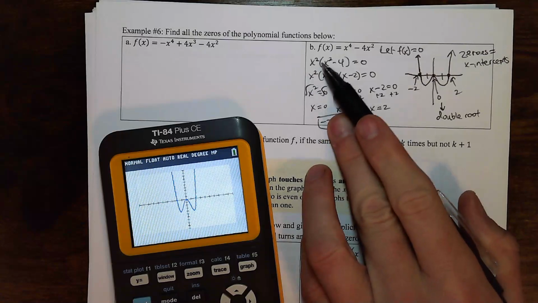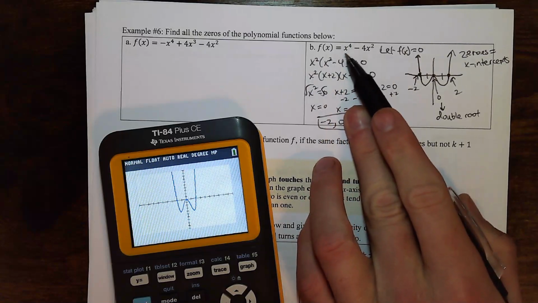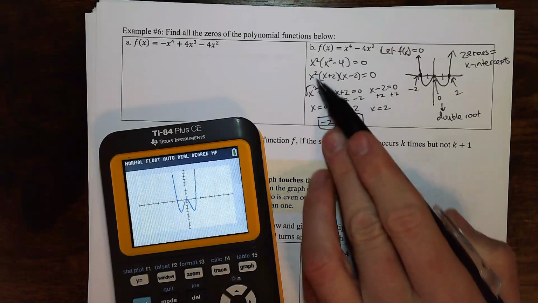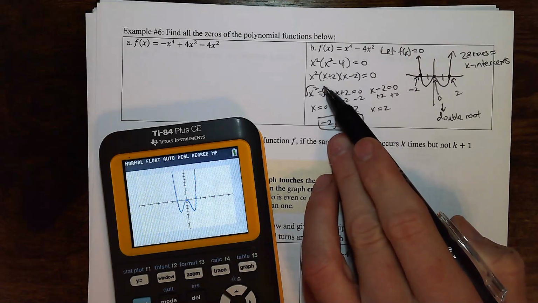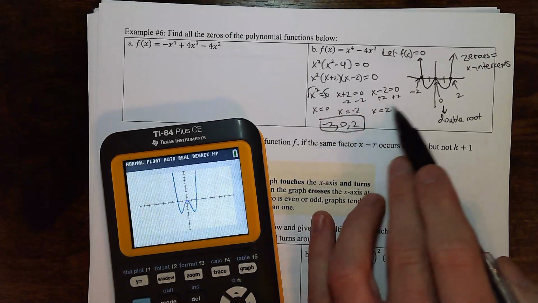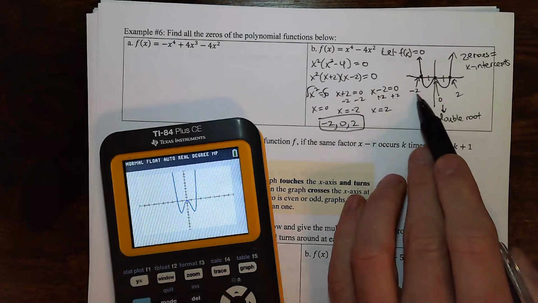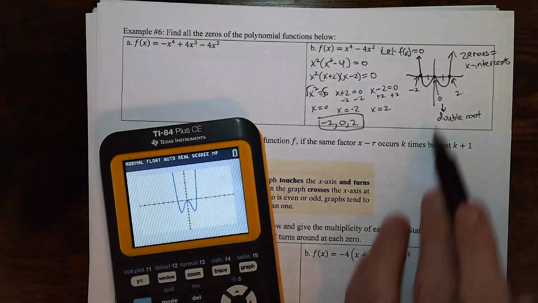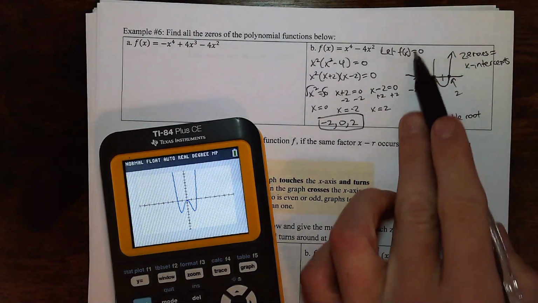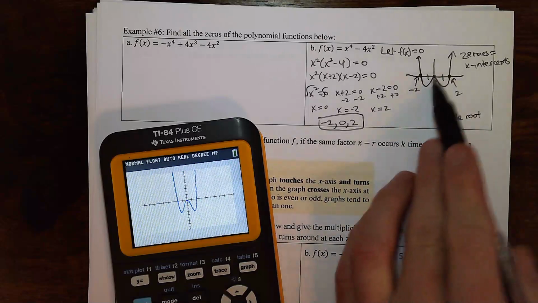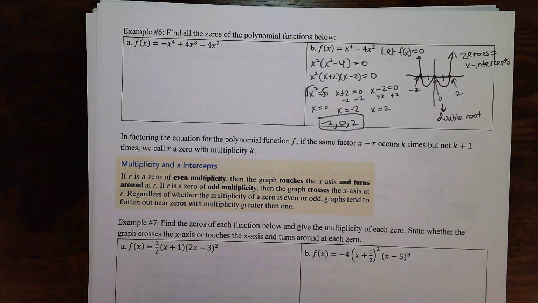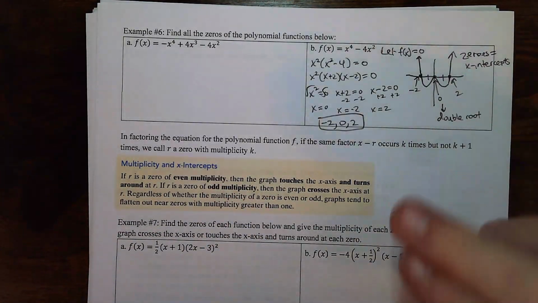There's supposed to be up to 4 answers here because the highest power is 4, but the 0 happened twice, basically because you had plus or minus 0, so that'd just be 0 and 0. So you only had 3 answers because 0 happened twice. When it sits on the graph like that, it's a double root. When it has a double root, we say it has a multiplicity of 2, an even multiplicity. And when it just hits it once, that's an odd multiplicity.